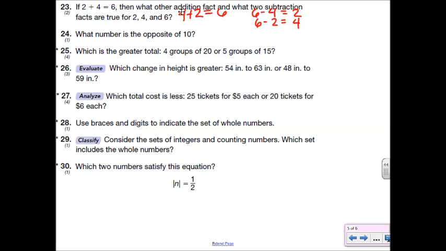What number is the opposite of 10? Well, opposite means the opposite sign. So right now I'm a positive 10, so I could have negative 10.